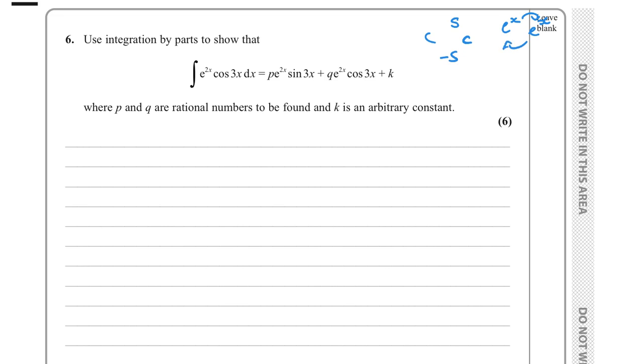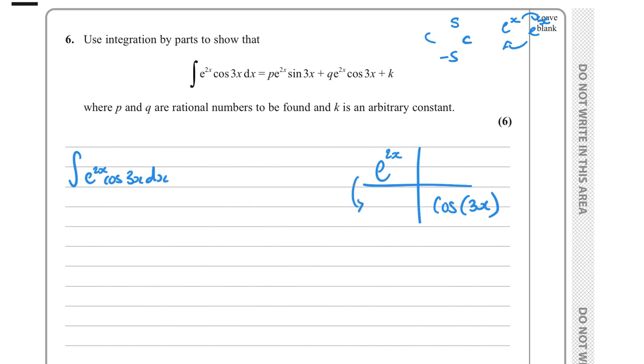Are we ready? So, the integral of e to the x cos 3x with respect to x. So step 1, integration by parts. Doesn't matter which way. If I wanted to, I could put e to the 2x here, and I could put cos 3x here. Did you do it this way? Brilliant. So if we differentiate e to the 2x, what do we get?